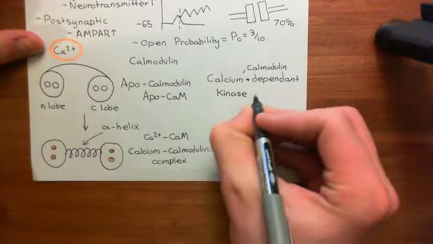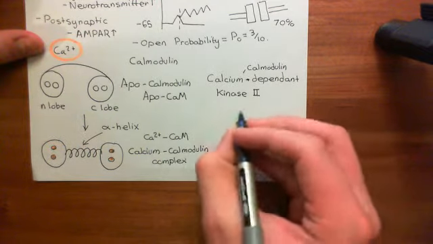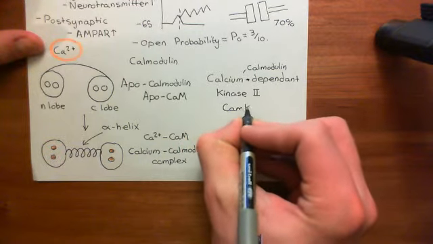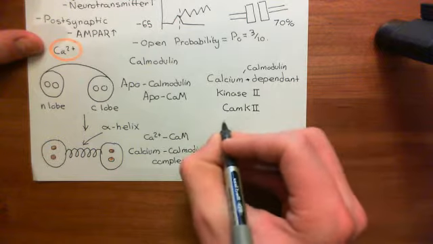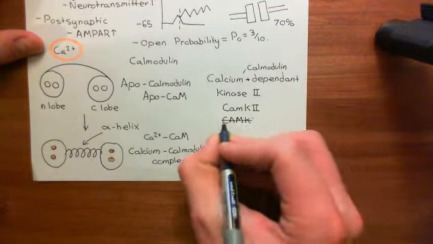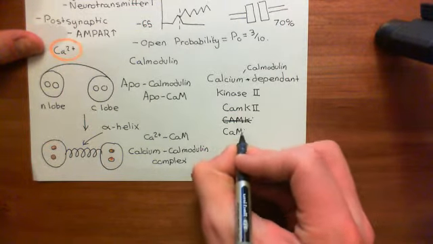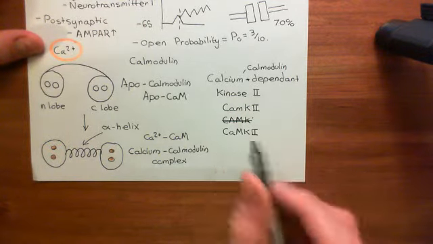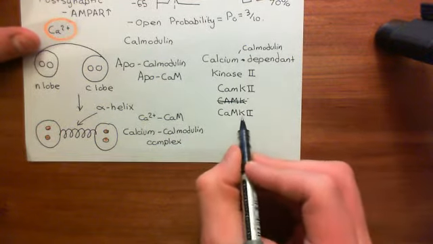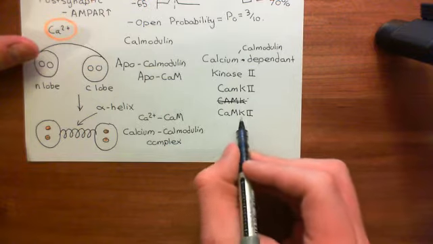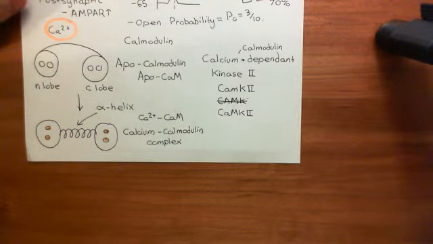There are 4 different forms of calcium calmodulin dependent kinase 2, and for short, it is often called CAM kinase 2. I'm trying to decide what's the usual way that people write that. I think it's CAM kinase 2. But its full name is calcium calmodulin dependent kinase 2.